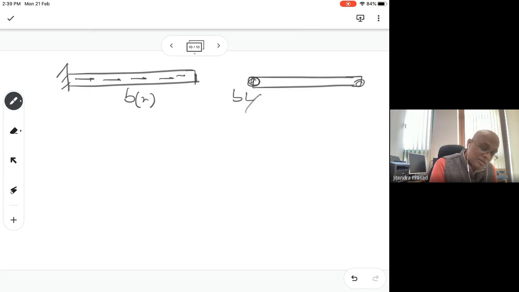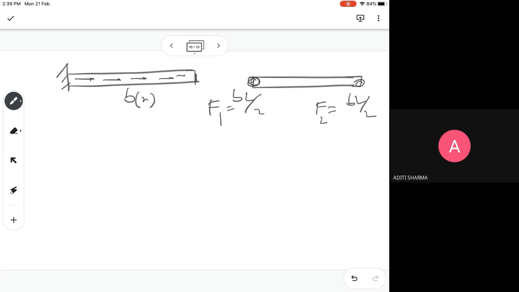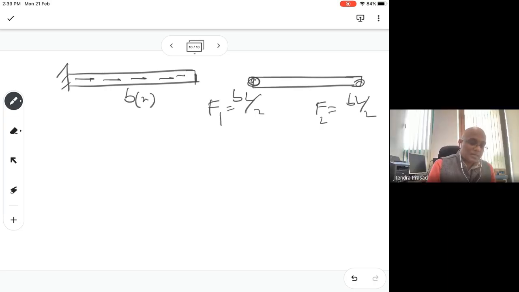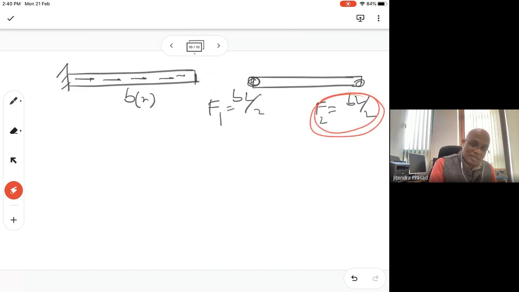You get BL over 2 here, BL over 2 here, right? You call it F1 equal to this, you call it F2 equal to this. And there is one reaction force also. So when you say this has to be equal to 0, because of this reaction force, whatever the 0 is, it is going to be added to it. There will be a reaction force as well in a way. So if you understand this one, automatically you will understand that also.